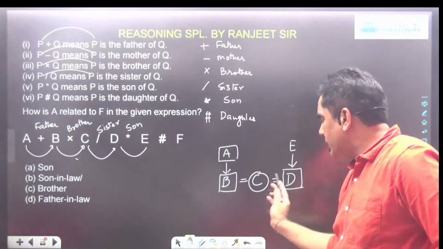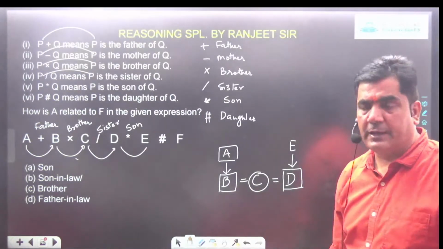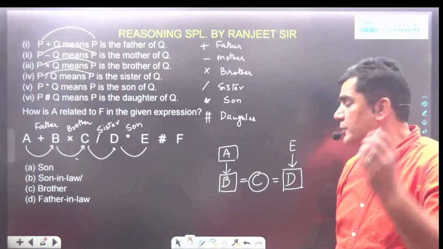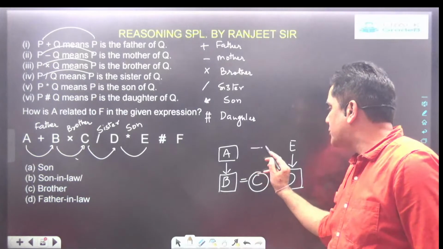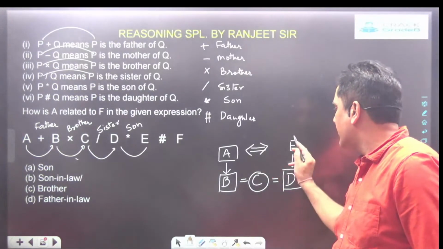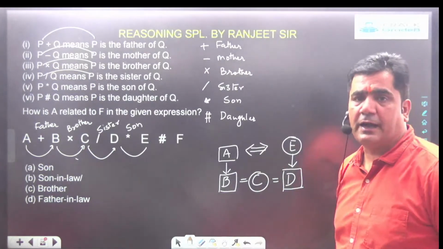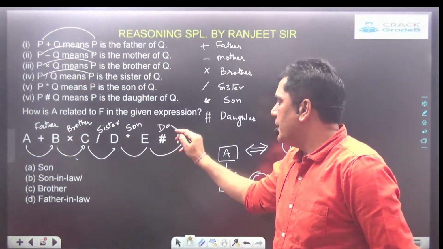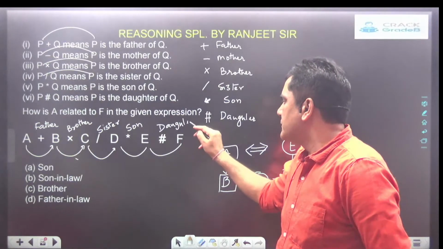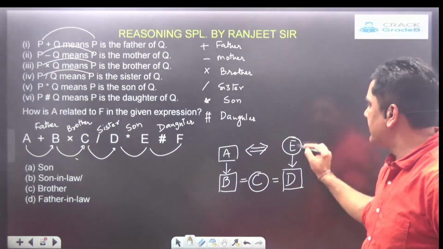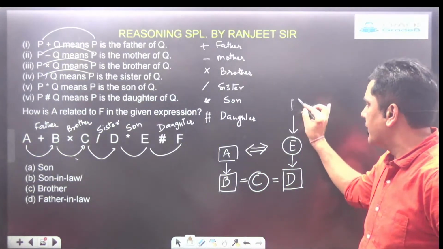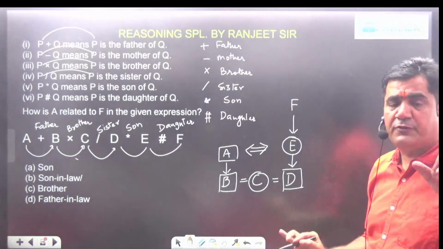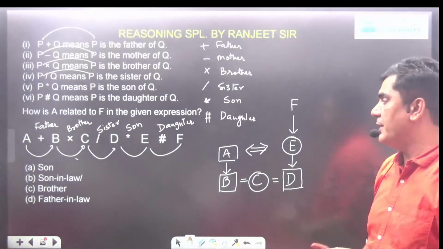Now just see, all these three have an equal to sign between them. So equal to means they will be real brothers and sisters. If they are real brothers and sisters, these two must be a married couple. And the last one: E is the daughter of F. So E is the daughter, which means F must be over here. F can be either father or mother of E. I am not sure, as the gender of F is not given to me.